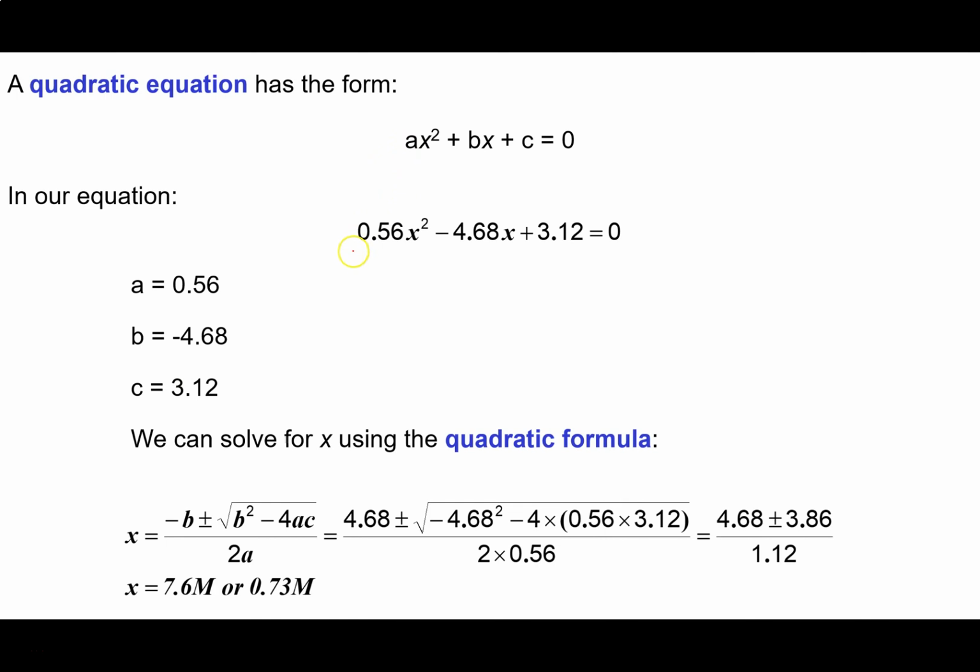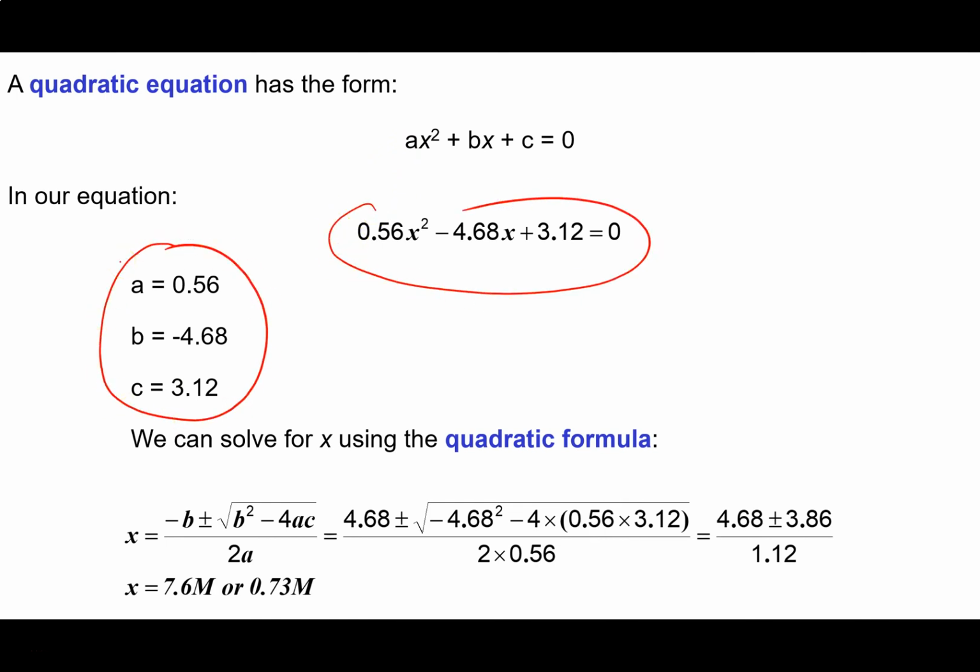So here's our quadratic expression, and these are our parameters a, b, and c. Now we have to use the quadratic formula to solve for x. This is our quadratic formula, and what I normally do is evaluate the square root term first, and then take it from there. You always end up with two possible solutions to the quadratic formula. We've got 0.73 molar or 7.6 molar, and we have to decide which one is correct.